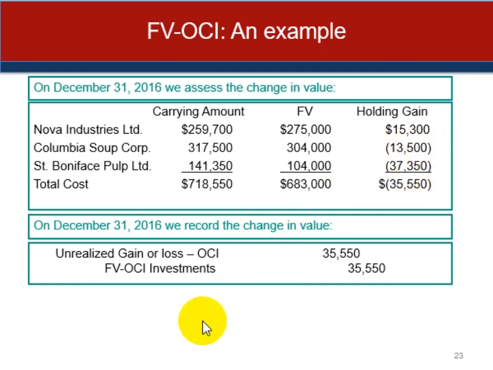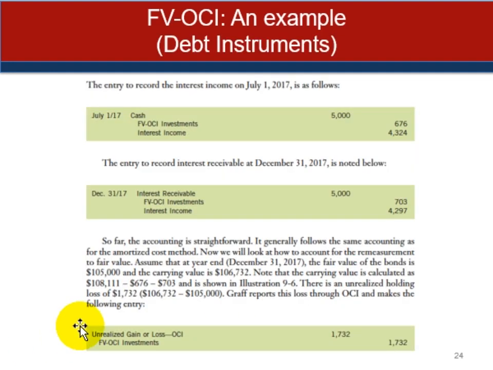So we're using the fair value through other comprehensive income technique, which means that we're going to record an unrealized gain or loss, in this case a loss, of $35,550, and the fair value of other comprehensive income investments goes down by the change in the value. Pretty straightforward.